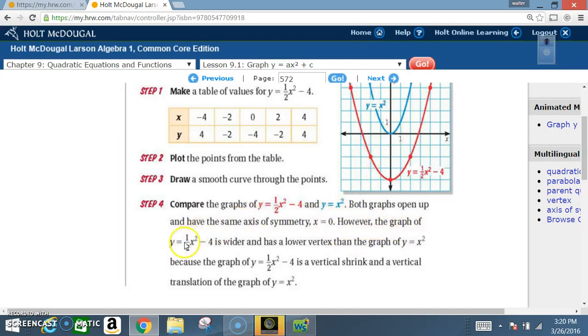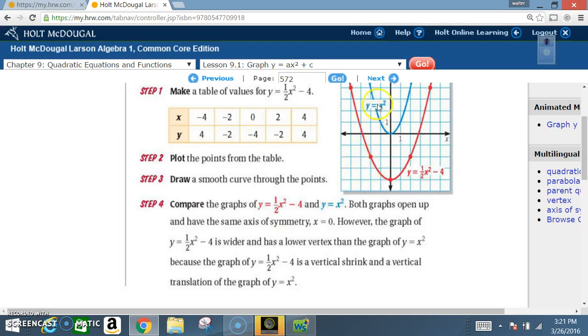However, the graph of y is equal to 1/2 x squared minus 4 is wider and has a lower vertex than the graph of y is equal to x squared, because the graph of y is equal to 1/2 x squared minus 4 is a vertical shrink and a vertical translation of y is equal to x squared. Okay, that's just fancy terminology to say the following. The same thing we've been saying in examples 1, 2, and 3.